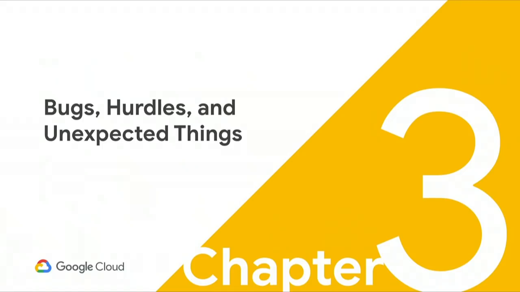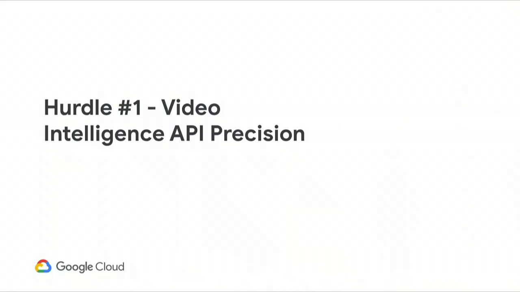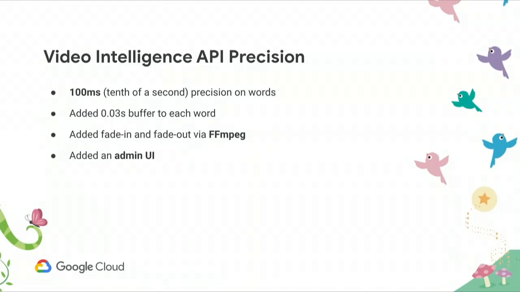So let's talk about the bugs. Then the bugs came. So the first issue we ran into was the Video Intelligence API, it's really not that precise. So the precision is 1/10 of a second, which if you're talking as quickly as I am now, or as most people speak in conversation, that's not enough to really get an isolated word.